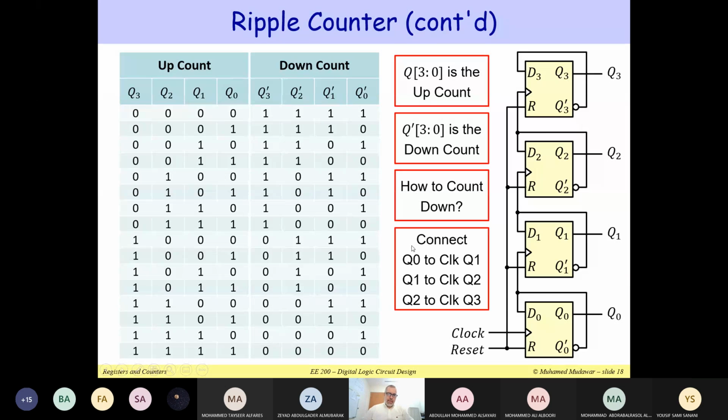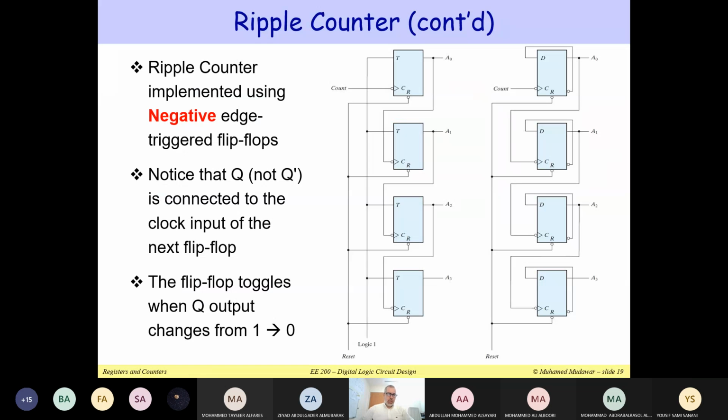Now we can implement this as shown in your textbook. The textbook actually shows negative edge triggered flip-flops. I talked about this last time. I added a slide about the figures which are shown in your textbook. So notice that the textbook is using negative edge triggered flip-flops, and it's showing two implementations. Let me use here my pen tool. So all of these here are negative edge. This is the clock here, negative edge triggered flip-flops. So this is my clock input.